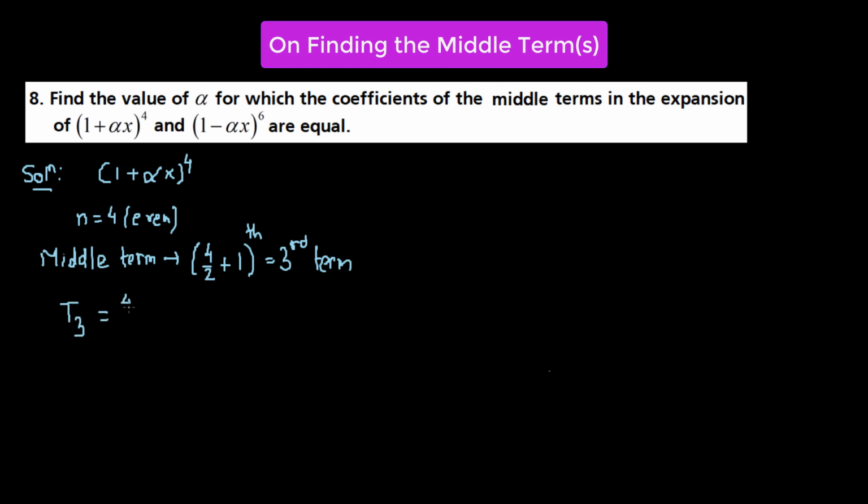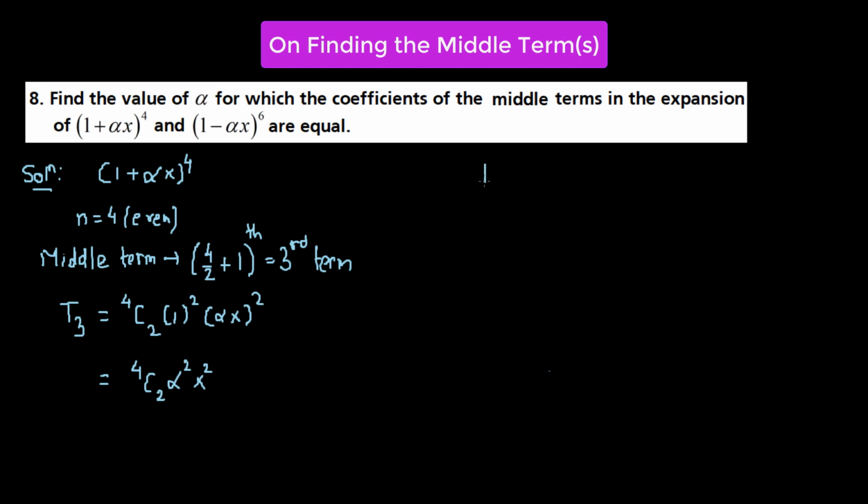So that's equal to 4c2, 1 raised to the power of 4 minus 2, times the second term, which is (alpha x) raised to the power of 2. This is equal to 4c2 alpha squared x squared. The coefficient will be 4c2 alpha squared.